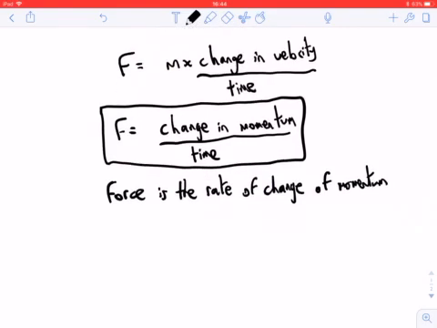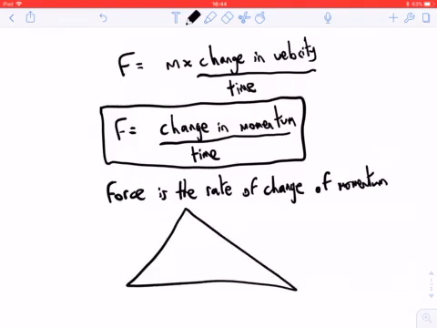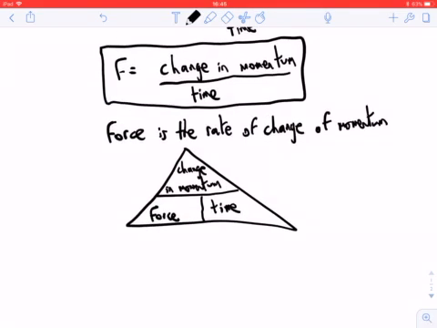So if you like triangles, we can put that into a triangle. So I'm going to draw a triangle here. And the force is going to be the change in momentum divided by the time taken. And change in momentum can be written as force multiplied by time.